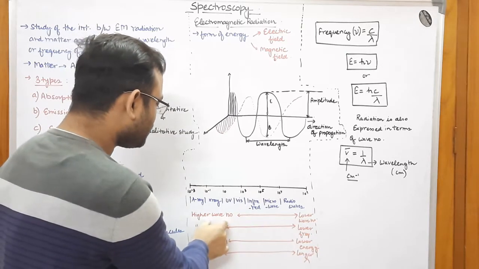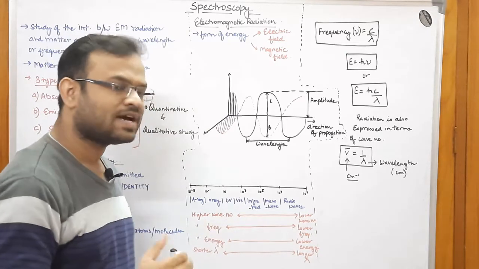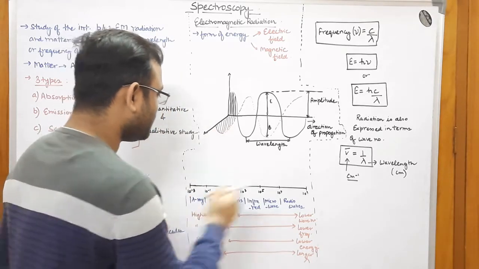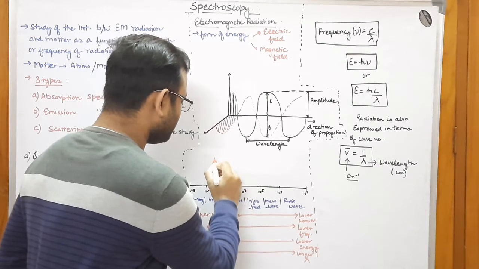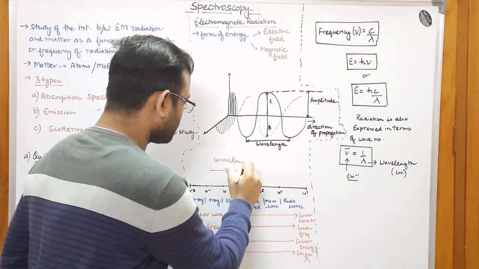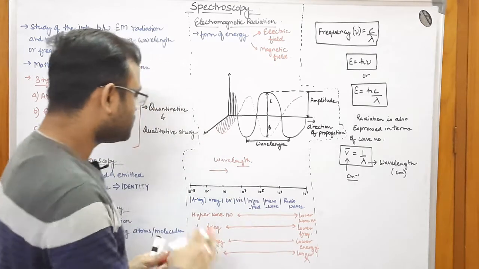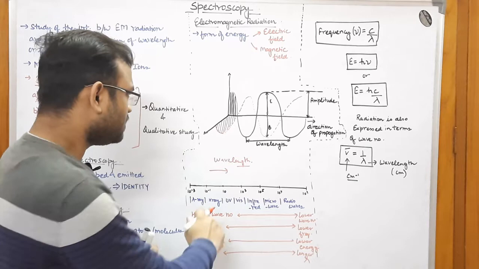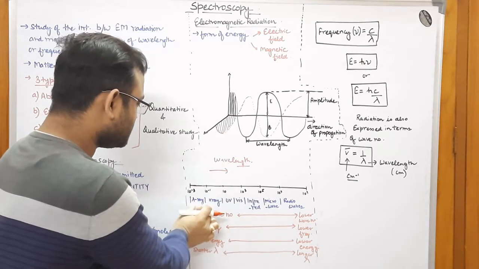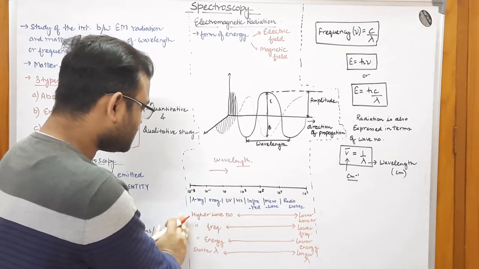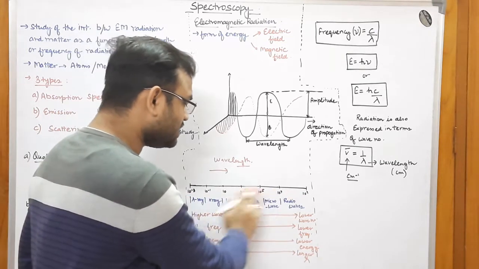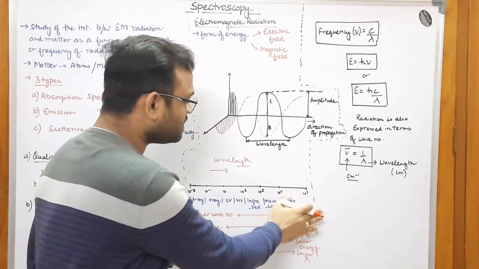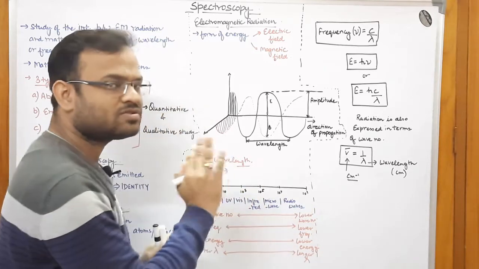When you are talking about wave number, what is wave number? It is the inverse of the wavelength. In this direction we are giving you the wavelength. You can see over here the wavelength is increasing. Since the wavelength is increasing in this particular direction, wave number would be decreasing because wave number is the inverse of wavelength.